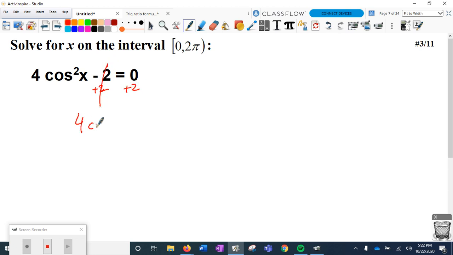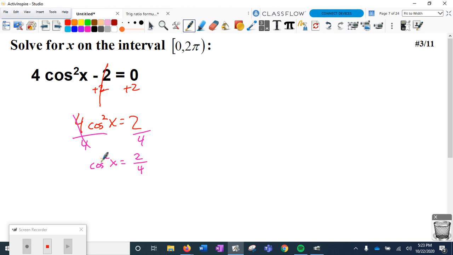So I have 4 cosine squared of x equals 2. Okay, next I need to get rid of that 4, so I'm going to divide by 4. Okay, so cosine squared x equals 2 divided by 4. I know 2 divided by 4 reduces, but I'm going to hold off on reducing because I know I'm not done with my math. Because I still have this square to get rid of.